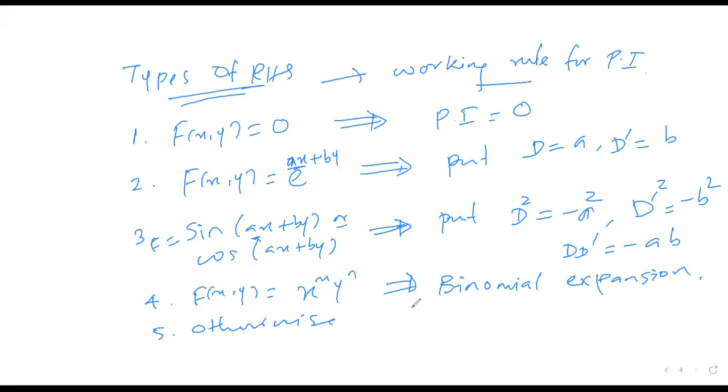So in that case, you have to use some method, that means integrality. Just check it out. This one: 1 over (D minus mD dash) of f of x comma y is equal to the integral of f of x comma c minus mx dx. Okay, so if it is encountered, we can use it. For now, just use these things.